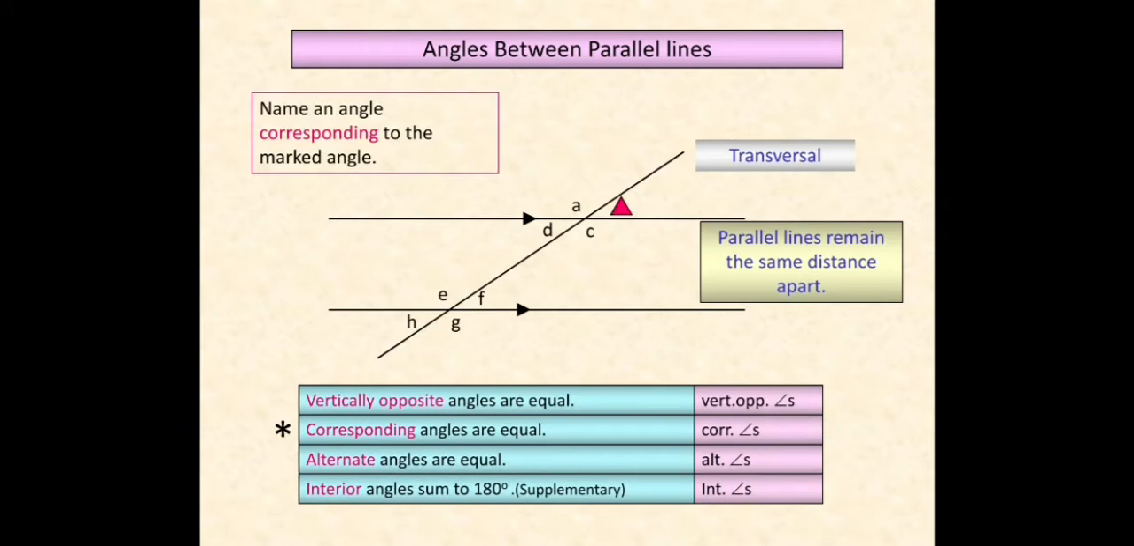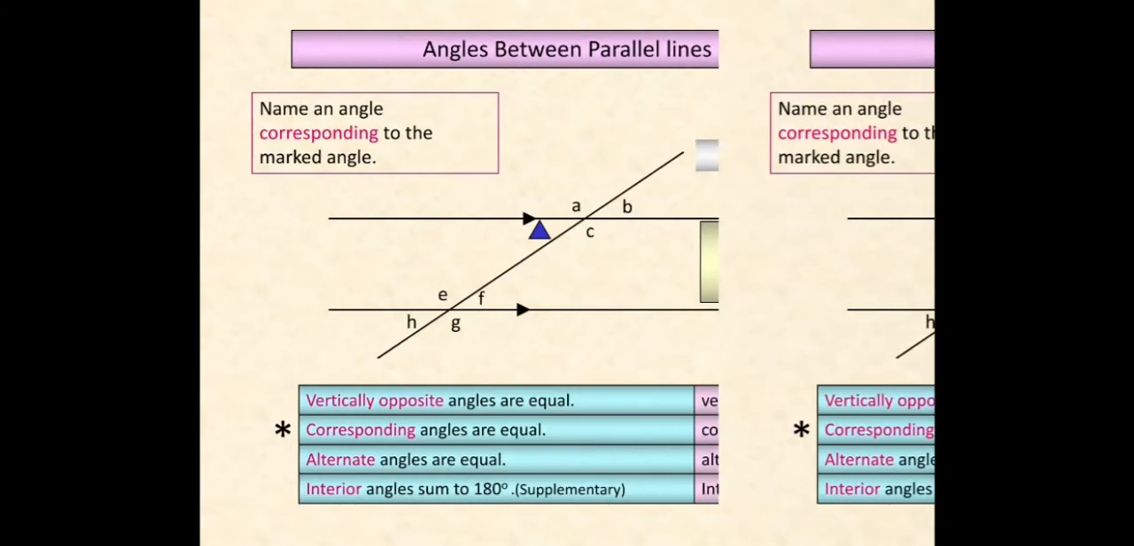Let us see here. They ask you to name an angle corresponding to the marked angle, the one that is marked in a red triangle. So when I say corresponding, this means that they should have the shape of an F. So who is corresponding to this triangle? The angle that is corresponding to this marked triangle is angle F. You can see that they have the shape of an inverted F.